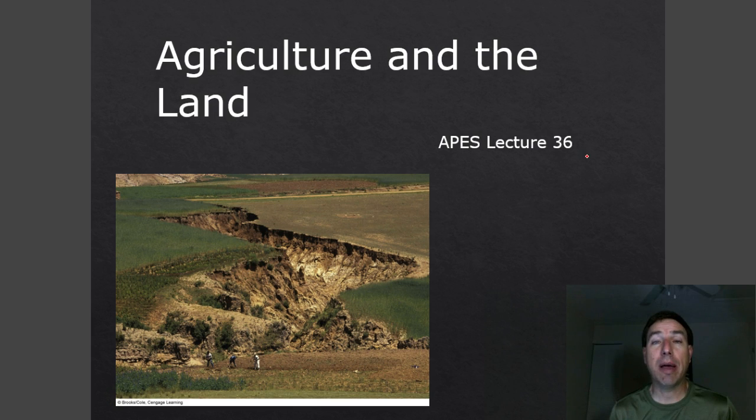We just got done talking about where our food comes from, the types of crops that are out there, and some of the modifications we make to those crops. Now we're going to talk a little bit about what those crops do to the actual land themselves. And one of the first things we're going to look at is soil.